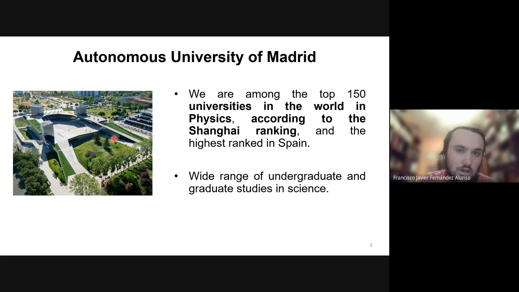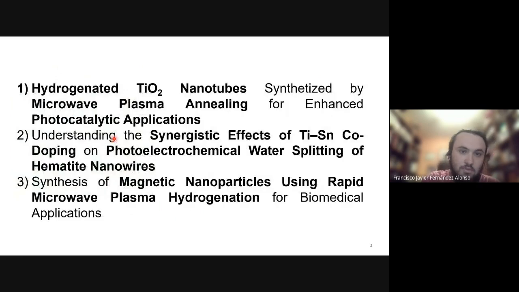So in this talk, I'm going to split the talk in three parts. I will talk about three different works. The first one, a work in which we have synthesized hydrogenated titanium oxide nanotubes by microwave plasma annealing for enhanced photocatalytic applications. Then we'll move to a second work in which we have worked on the understanding of the synergistic effects of titanium and tin co-doping on the photoelectrochemical water splitting of hematite nanowires. And finally, I will talk about the synthesis of magnetic nanoparticles using rapid microwave plasma hydrogenation for biomedical applications.